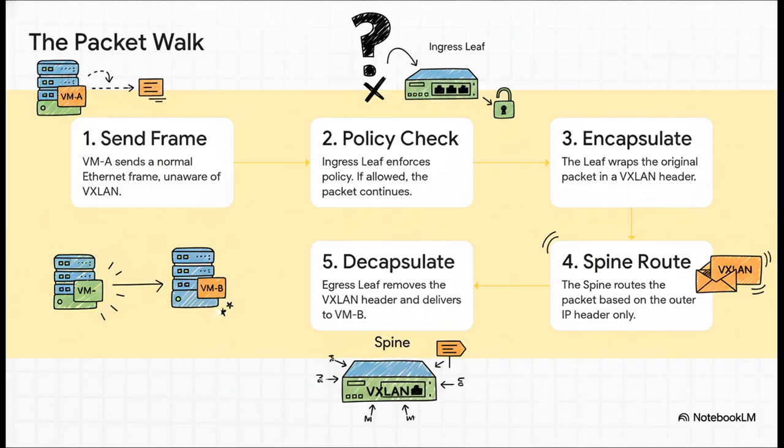Step 4. The packet then hits a spine switch. Now, the spine doesn't care about what's inside. It's just like a super efficient postal service. It looks at the new outer address and boom, forwards it on at lightning speed. And finally, step 5. The packet arrives at the destination switch, the egress leaf. This leaf unwraps the VXLAN package, pulls out the original frame, and delivers it safe and sound to VMB. And just like that, the journey is complete.